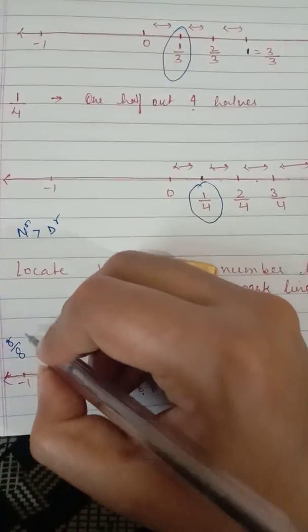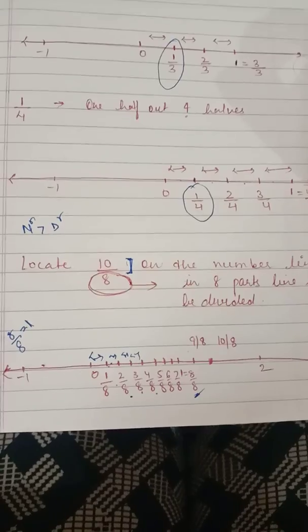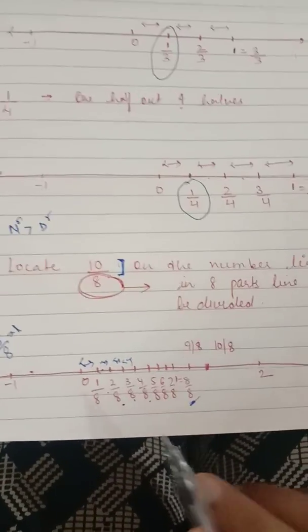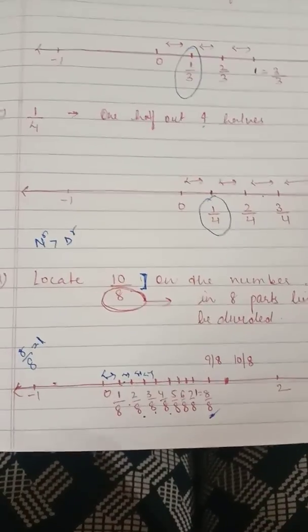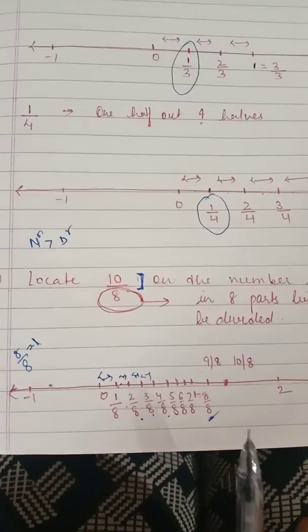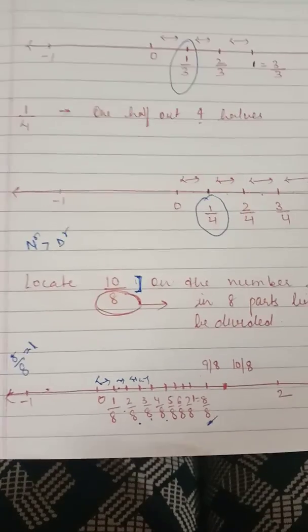बेटा, इधर ध्यान से देखो, 8 by 8 is equals to 1. Yes, but what we want? We want 10 by 8. It means ये 1 को भी क्रॉस कर रहा है. It means now I have to divide my line in 8 parts between 1 and 2 also.